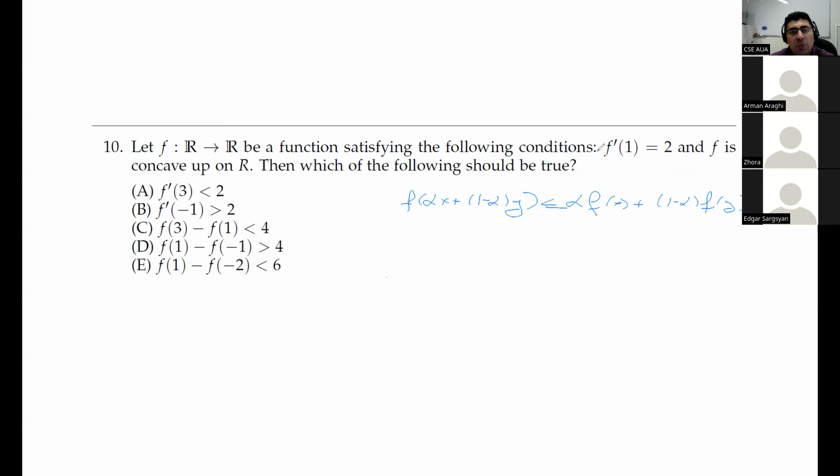We have some information about f prime. If the function is concave up, what can we say about the derivative of our function? If f is concave up, f prime should increase. f prime is an increasing function, because the second derivative is non-negative, which means f prime itself is an increasing function. Okay, which of the following should be true?